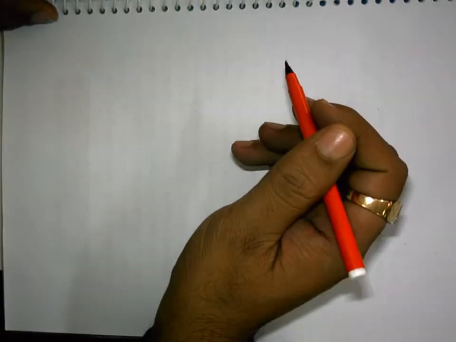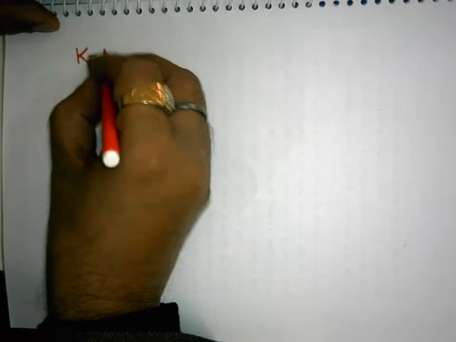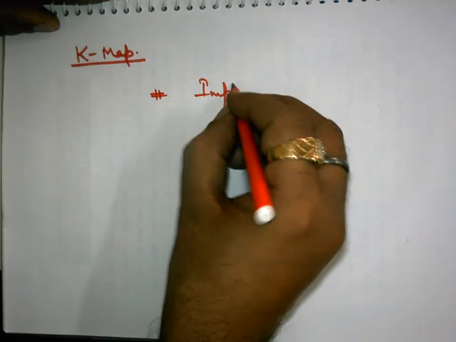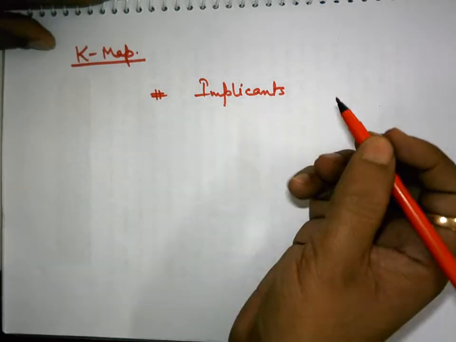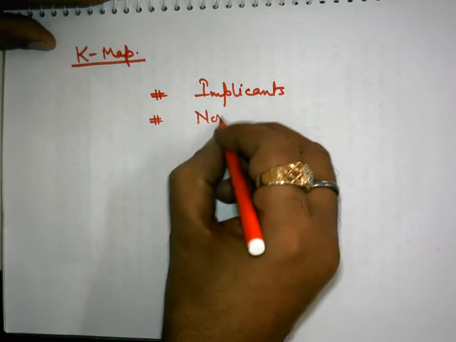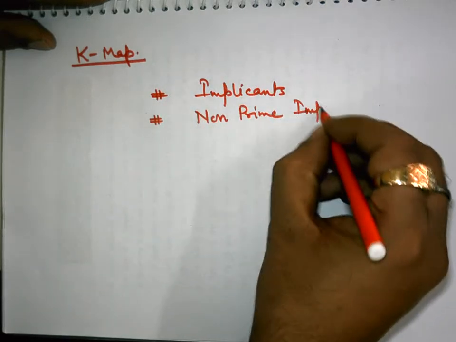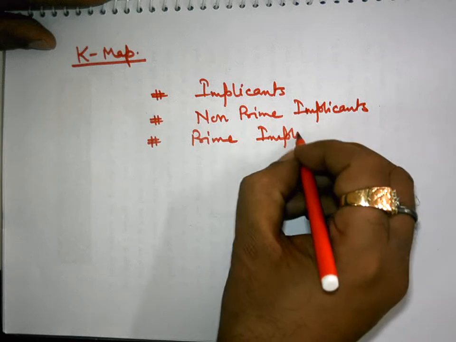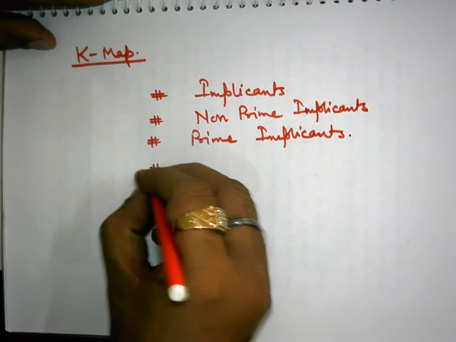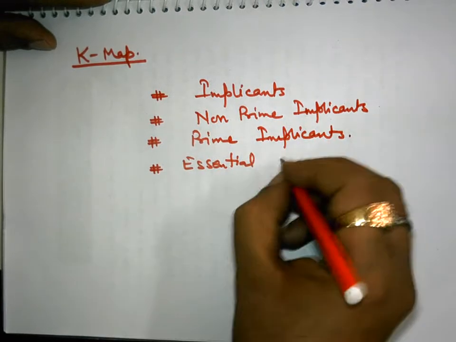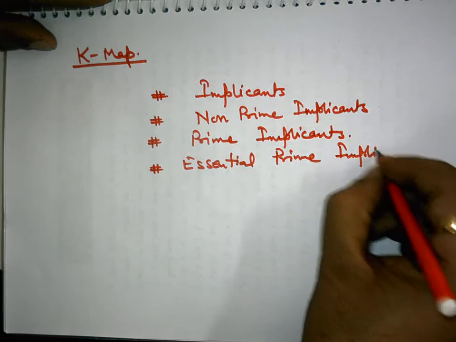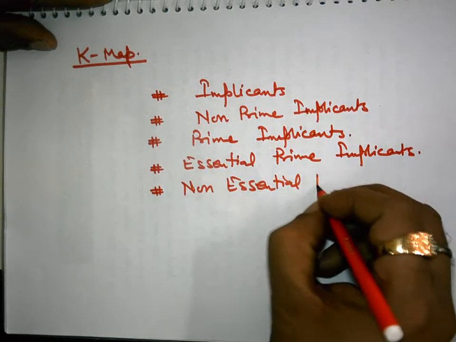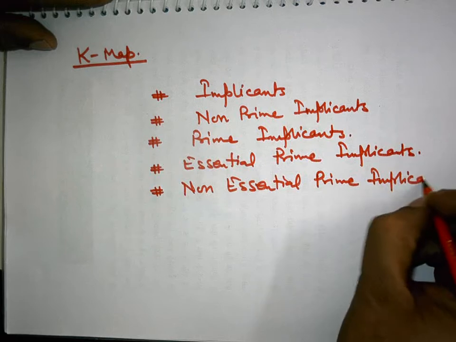So far we have studied the different terms related to K-map, and those terms are implicants, non-prime implicants, prime implicants, essential prime implicants, and non-essential prime implicants.